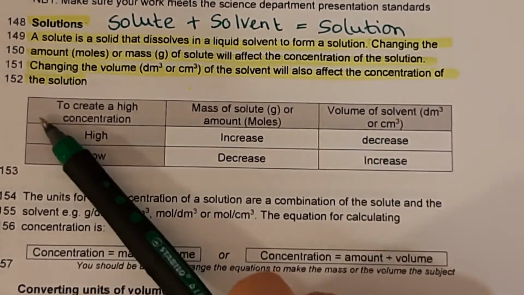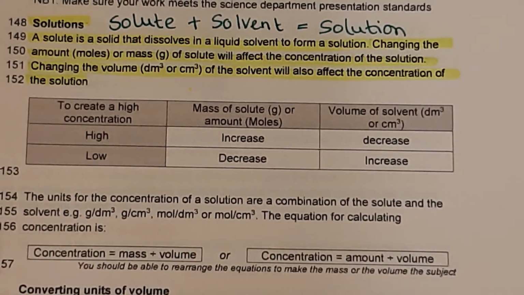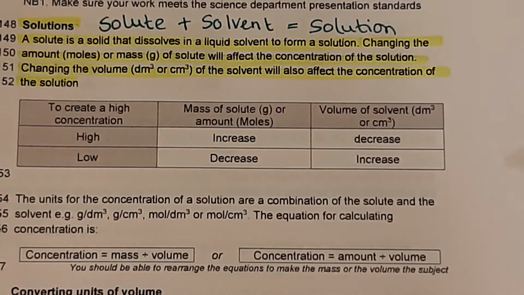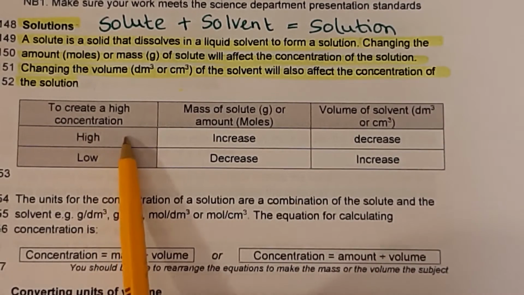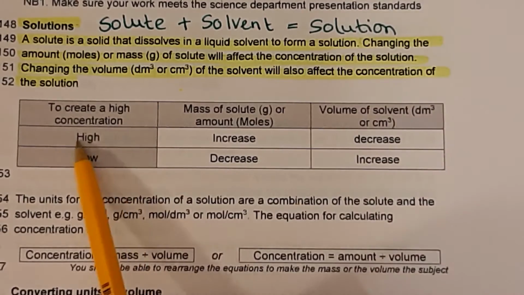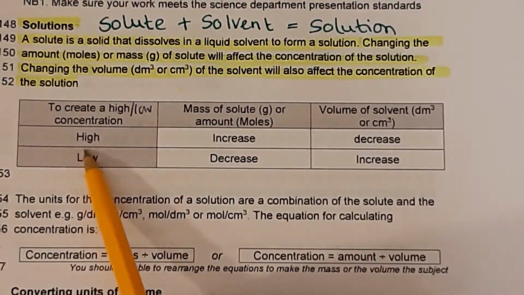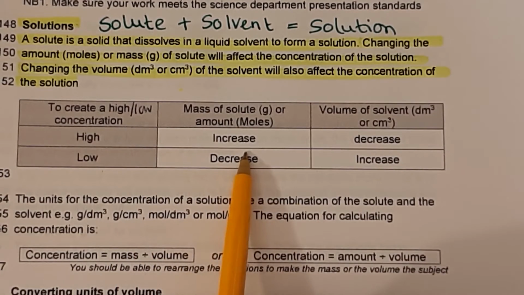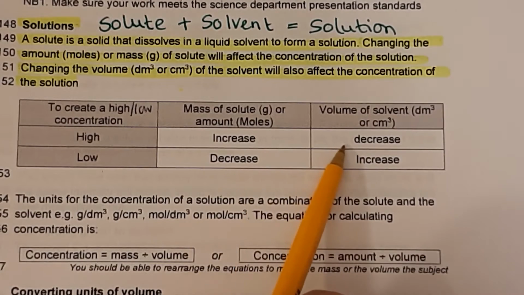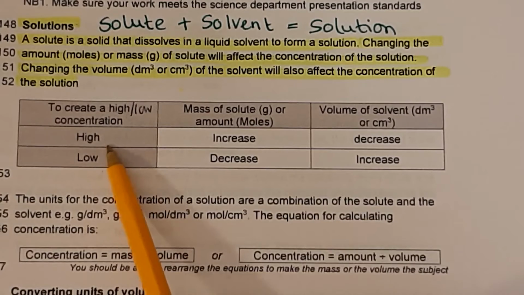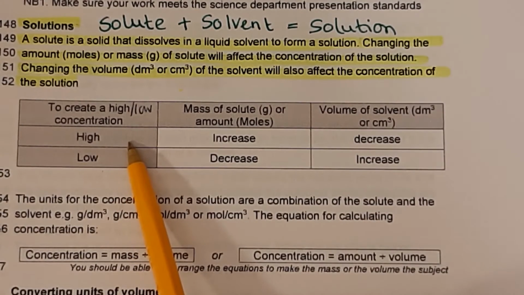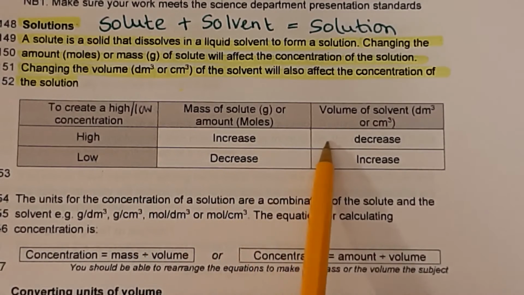Okay, so this table here is factors that affect the concentration of the solution. So to create a high concentration, you're going to want to increase the amount of solute, so that's the substance that's being dissolved, grams or moles, and you're going to want to decrease the amount of solvent. So if you imagine this with squash, to create a high concentration of squash or a strong squash, you're going to want to put more squash in and less water, so less dilution. Okay, that's going to give you a strong squash.